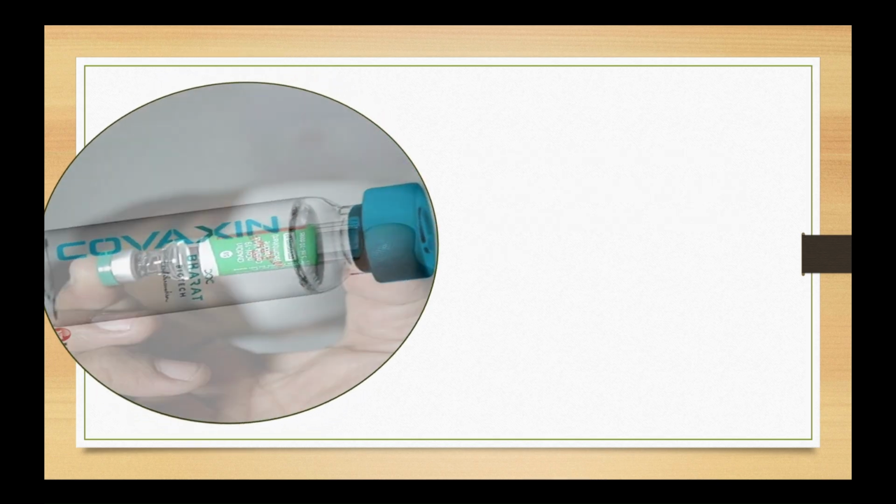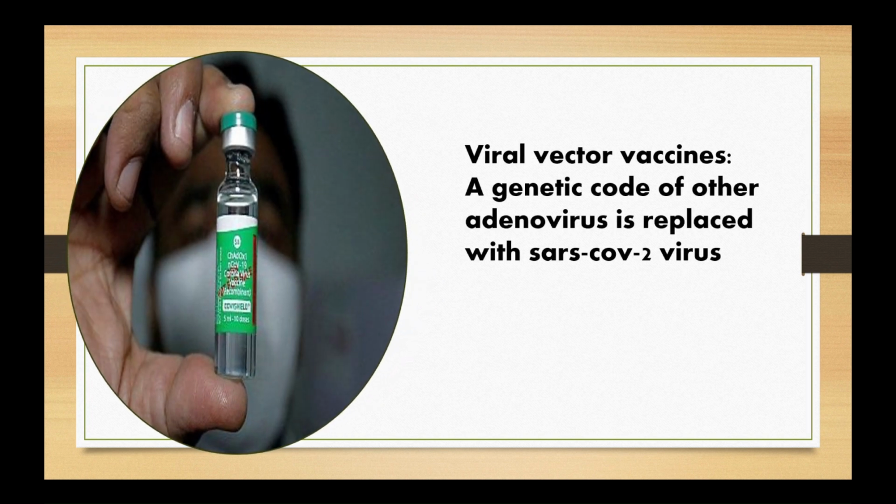And what is a viral vector vaccine? In India, Covishield comes under viral vector vaccine. But not only Covishield, Sputnik from Russia is also a viral vector vaccine. So what is a viral vector vaccine? When it comes to Covishield, the chimpanzee adenovirus genetic code is replaced with the SARS coronavirus 2 genetic code, and that adenovirus is injected into our body to improve our immune system. So this is all about inactivated vaccines and viral vector vaccines.